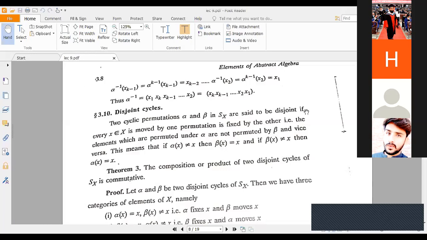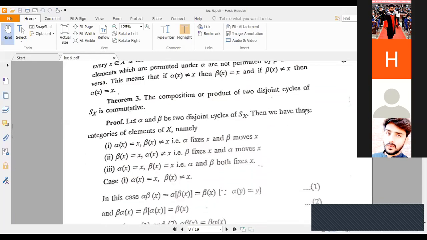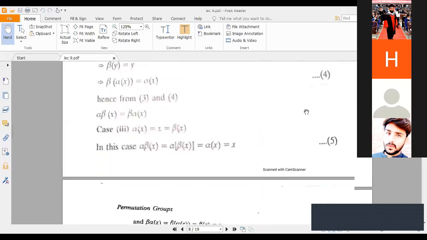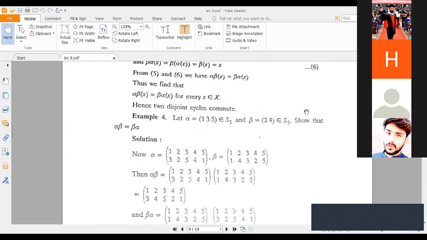This is a very important theorem. Product of two disjoint cycles is commutative. I'll take an example. Here alpha is (1 3 5), belonging to S5, and beta is (2 4). See here, there is no element common in both cycles. Here is 1, 3, 5, here is 2, 4. Now show that alpha product beta equals beta product alpha.